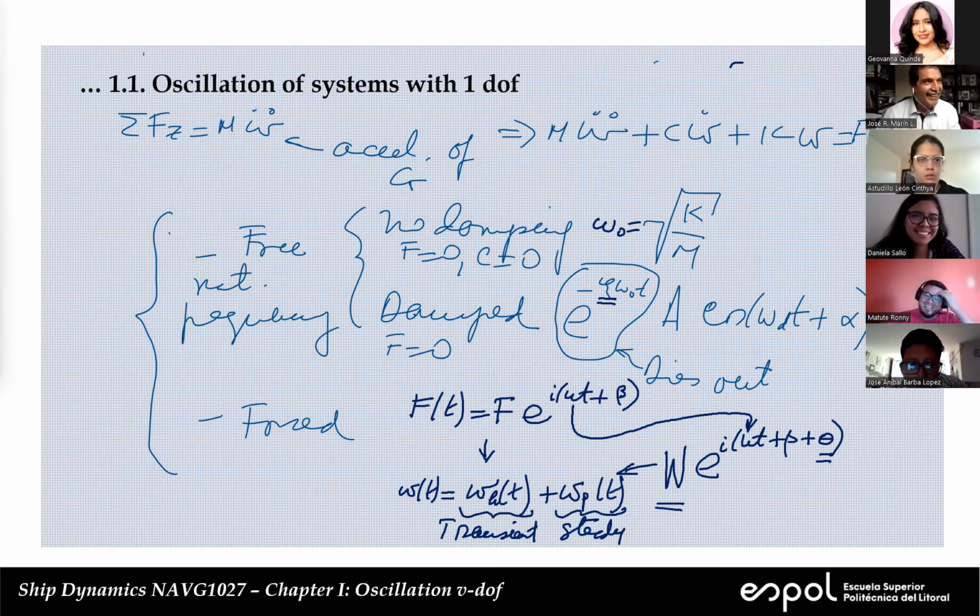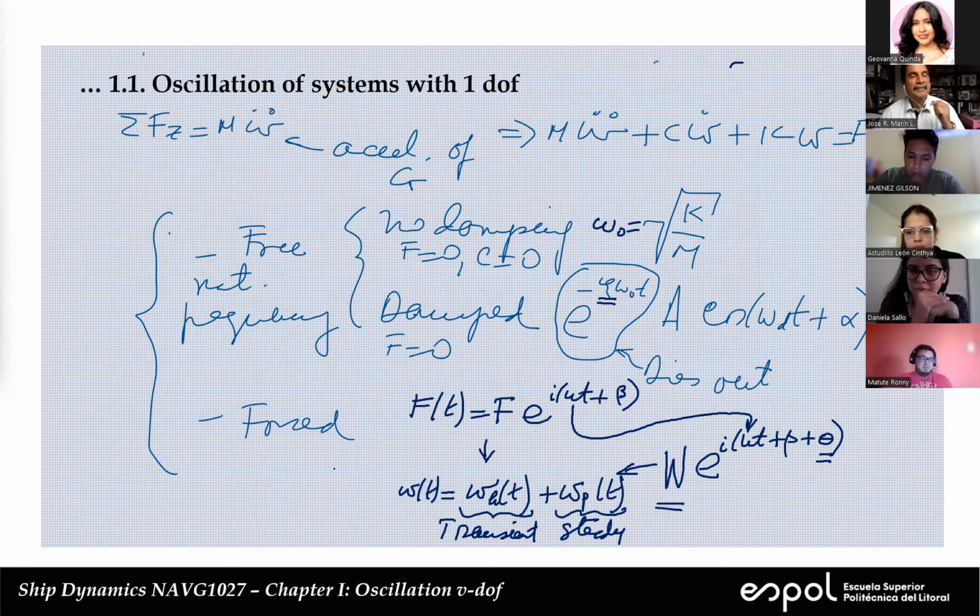The denominator is complex. It's a very long expression. Exactly. Okay, Jimenez, go on. F over K divided by the square root of 1 minus the ratio between the excitation frequency over the natural frequency, squared, plus 2 times the damping coefficient times the frequency ratio omega over omega 0, and that's squared. Okay, so it's a very long expression.